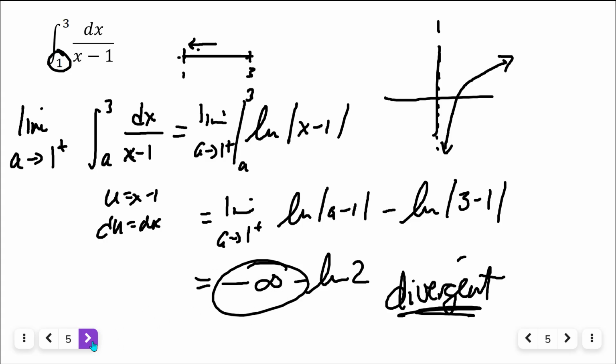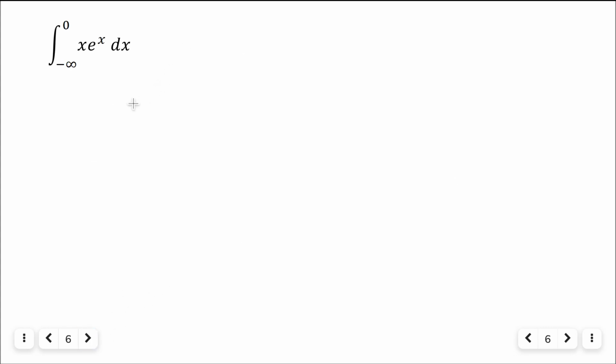All right? So again, what would it mean? It would mean the area underneath this curve would be something like negative infinity, so to speak, if you could calculate it. All right? But again, we don't calculate that. Okay, let's try one more. We're going to integrate from negative infinity to 0 of x times e to the x.